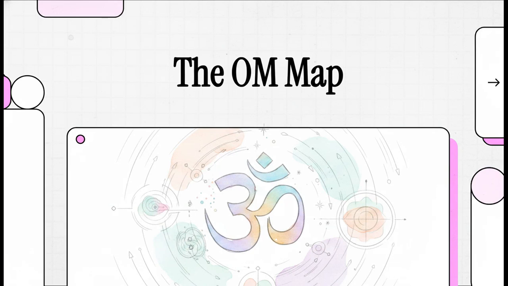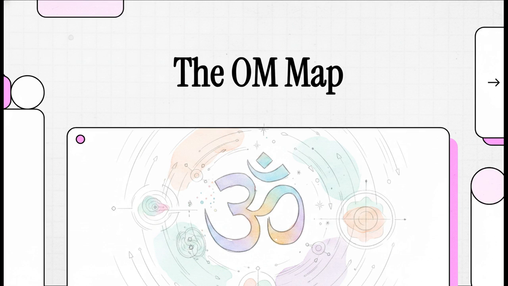Welcome to today's explainer. We're going to completely shift how you think about one of the oldest symbols in human history. We're diving deep into how the ancient Om symbol isn't just some relaxing chant, and it's definitely not just a trendy logo you see painted on the wall of a yoga studio. It's actually a brilliantly structured, profoundly logical map of reality.